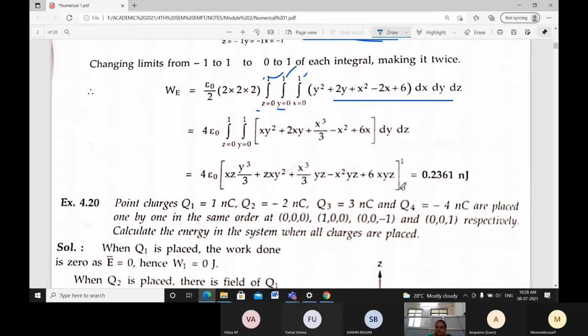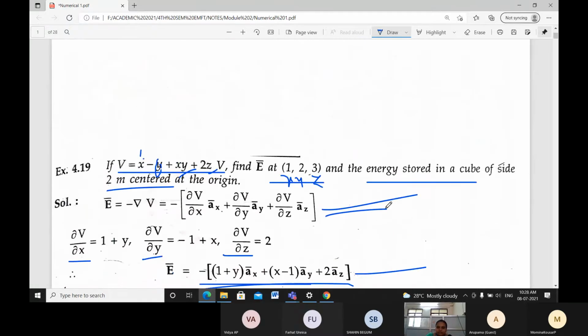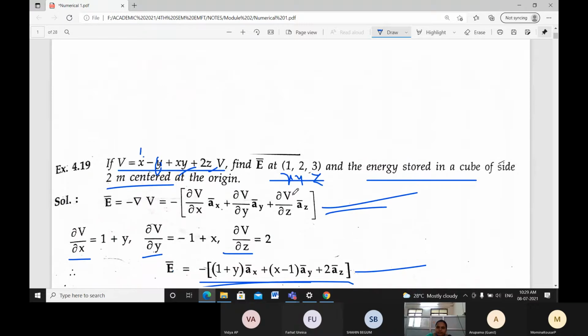When it is varying from 0 to 1, all the limits are in the same range. So you will be getting 1 by 3, then here also 1, and here 1 by 3 minus 1 plus 6. When multiplied with 4 into 8.854 into 10 to the minus, you will be getting 0.2361 nanojoules. This is the energy stored in the given parameter in the cube of side.